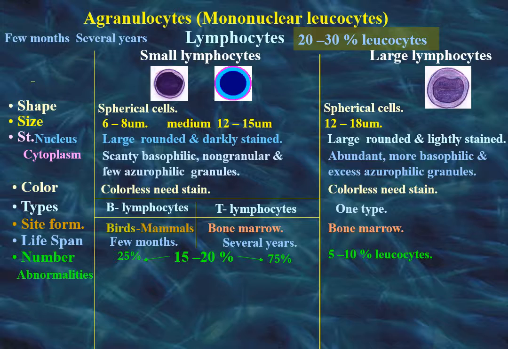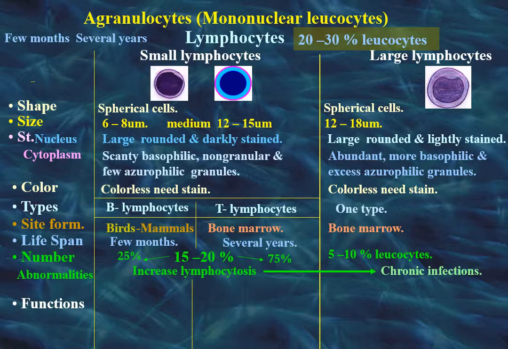Abnormalities in number. An increase in the number of lymphocytes is called lymphocytosis. It occurs in chronic infections such as tuberculosis, syphilis, and whooping cough.